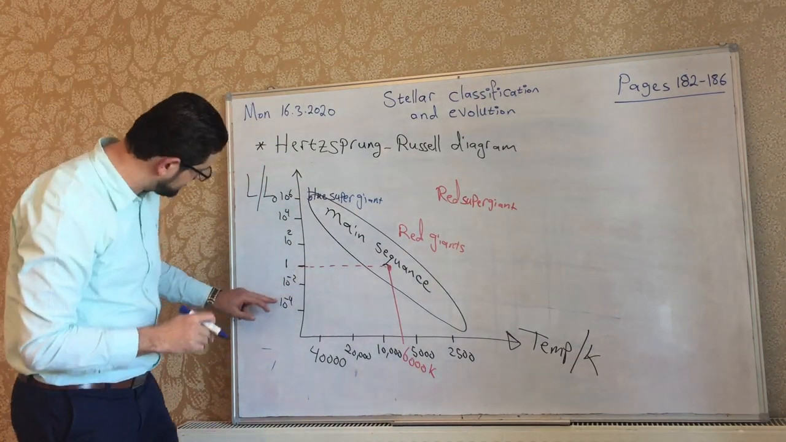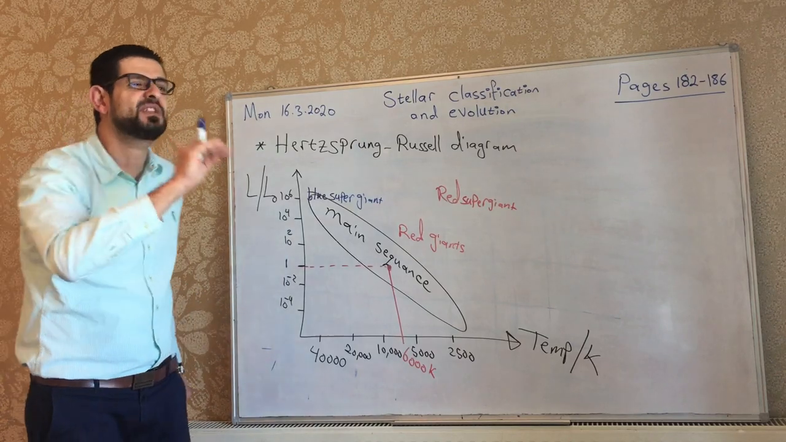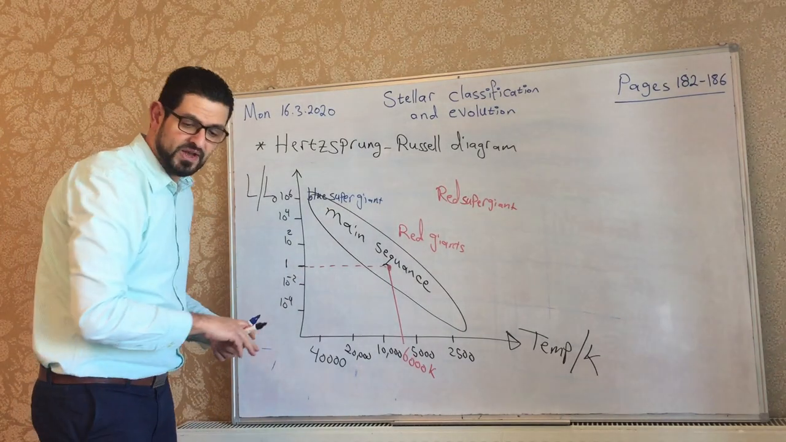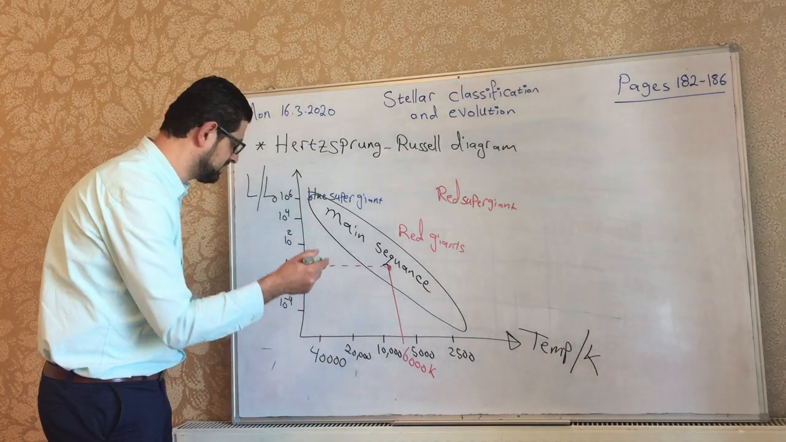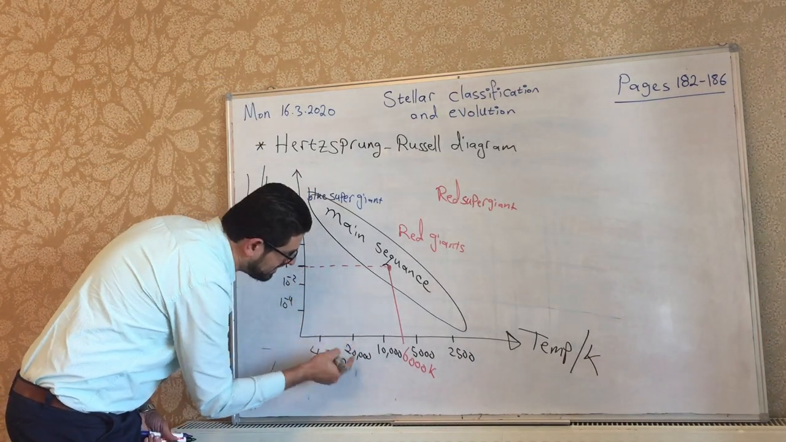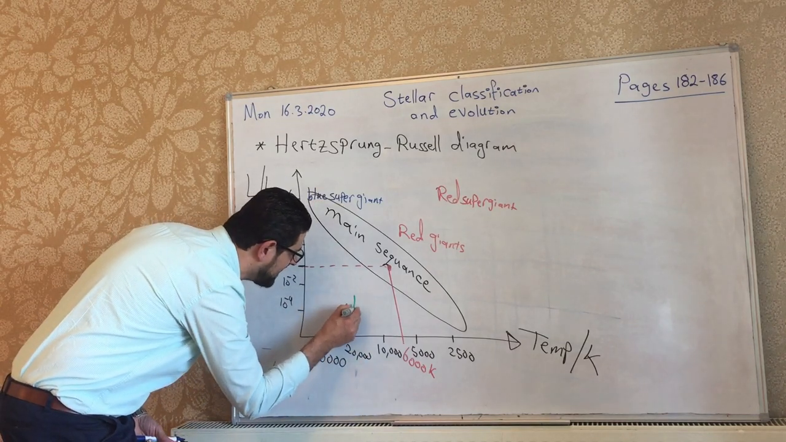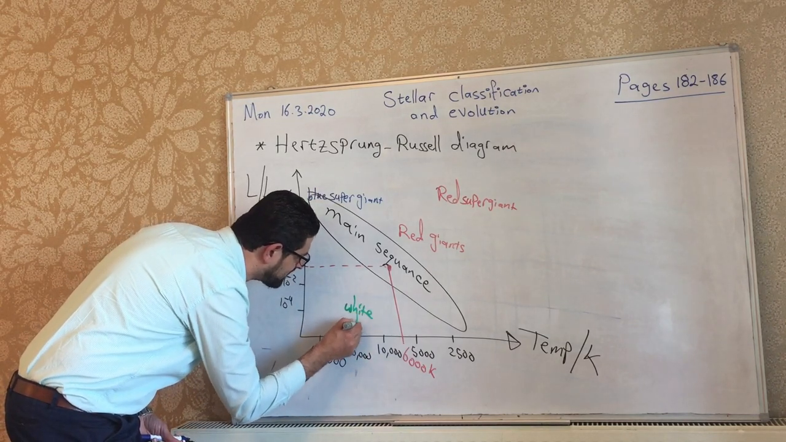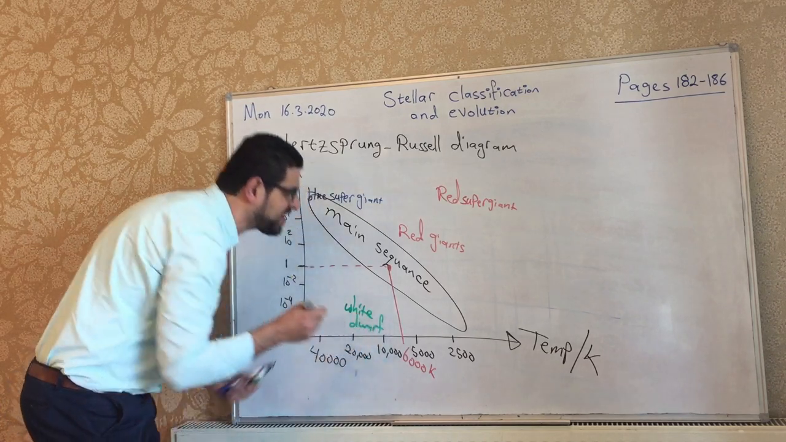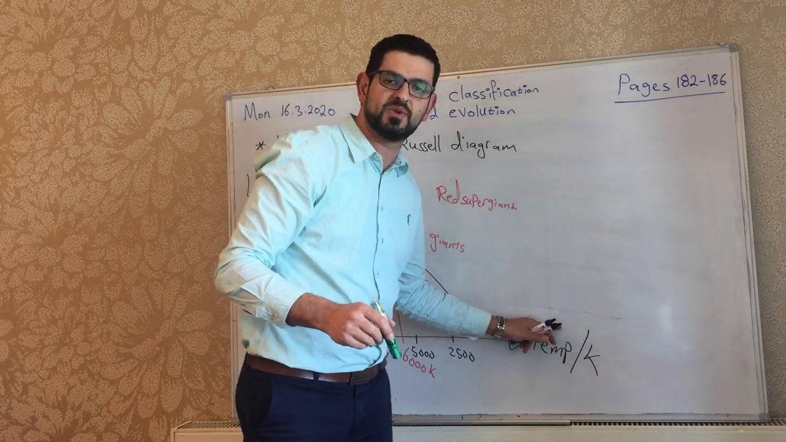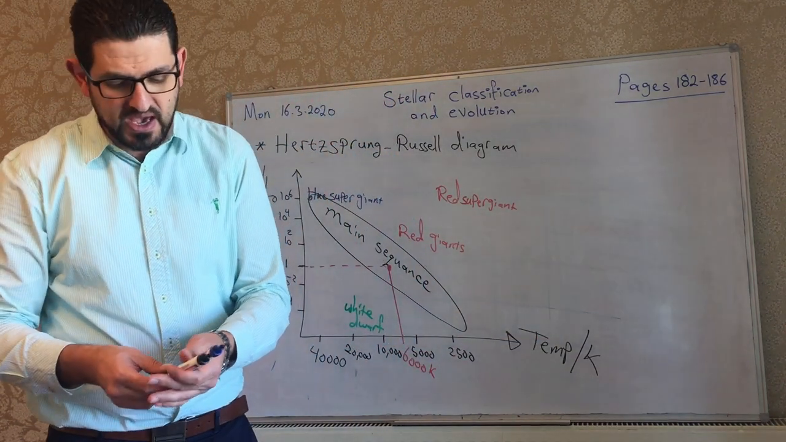So if you come to here, when it's 10 to the power of negative 4, it's a very small one, we call it white dwarf. I will write it this. Around between 20 and 10 thousandths, here we have a region where we have white dwarf star. Here it's a red dwarf star, there it will be, and so on.